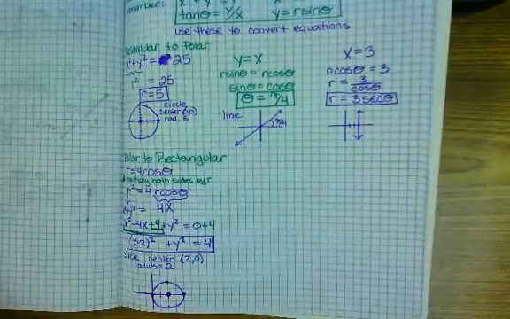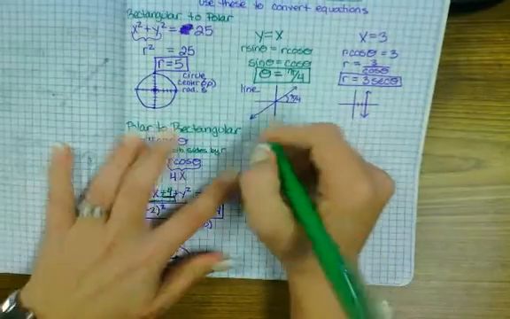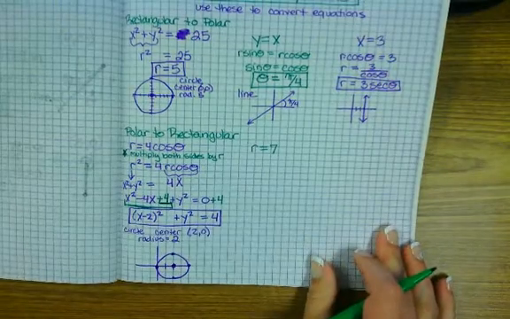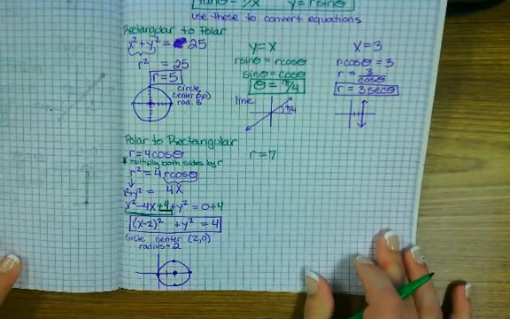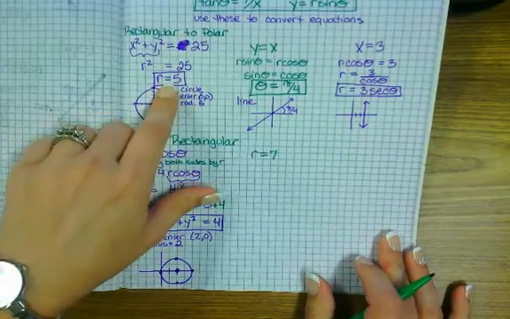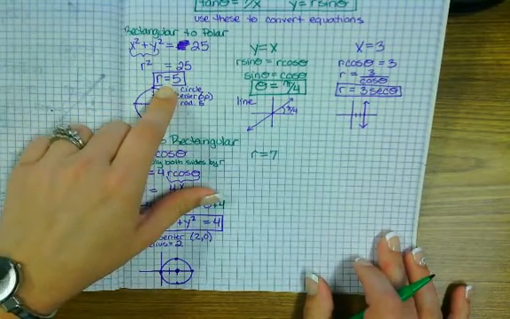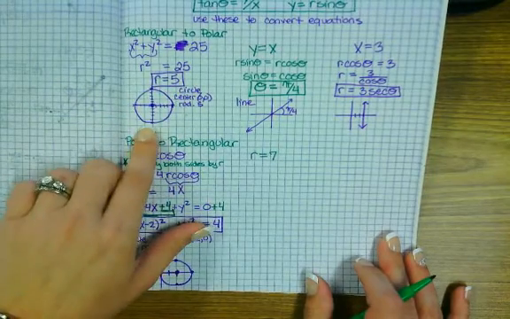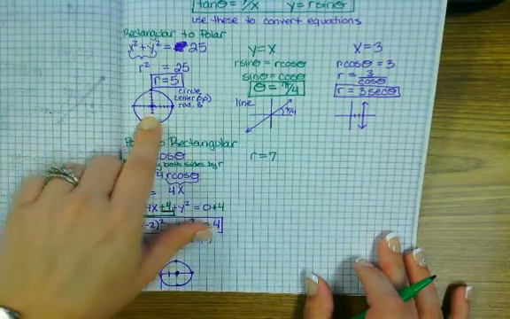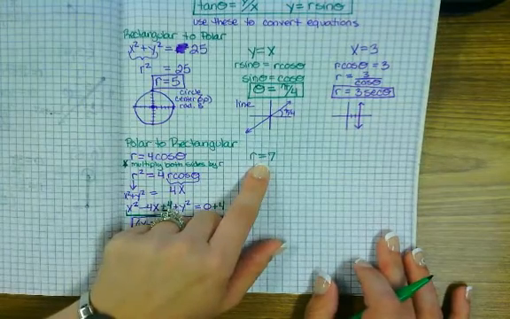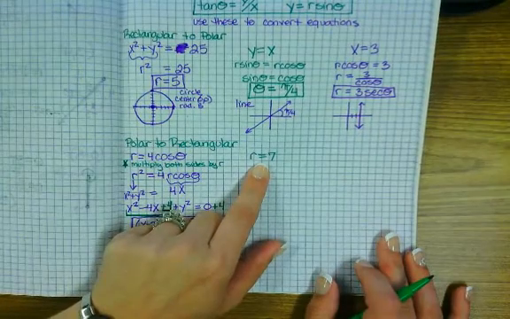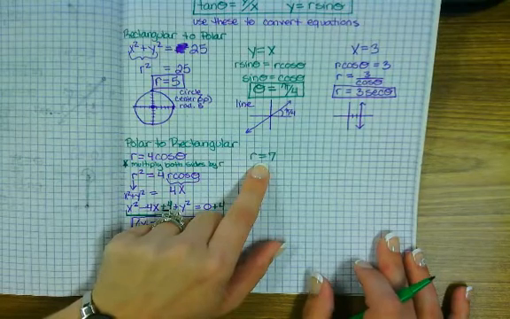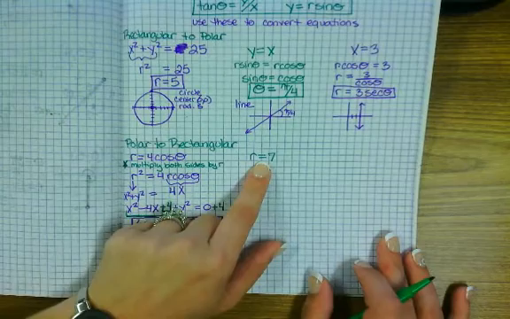Alright, another one. This one will be simpler. R equals 7. Look back to when we converted rectangular to polar. When we ended up with just r equals a number, it was just a circle with a center at the origin and a radius of that number, right? So if that happened to r equals 5, what do you think r equals 7 is going to be? Yeah, a circle with a radius of 7. So we know this is going to be a circle with a radius of 7.